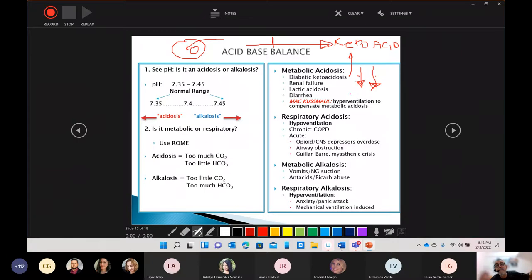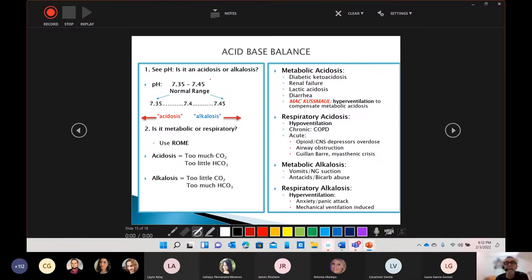Why is the patient having hyperventilation now? To compensate. It is secondary, yes? So this secondary hyperventilation to eliminate CO2 is called Kussmaul respiration. So remember, when you have metabolic acidosis, Kussmaul respiration. So if it's McDonald's, Kussmaul could be a way of memorizing that, okay? So this is a classical example of metabolic acidosis, the diabetic ketoacidosis.